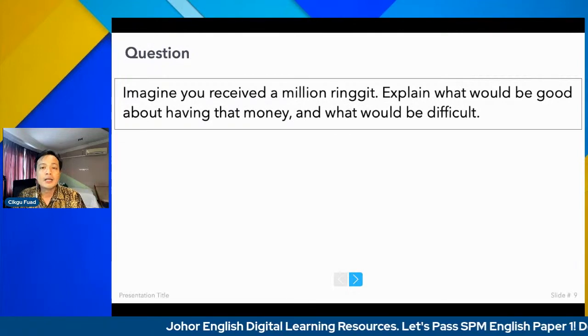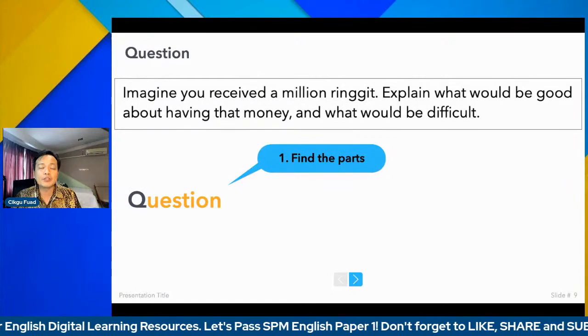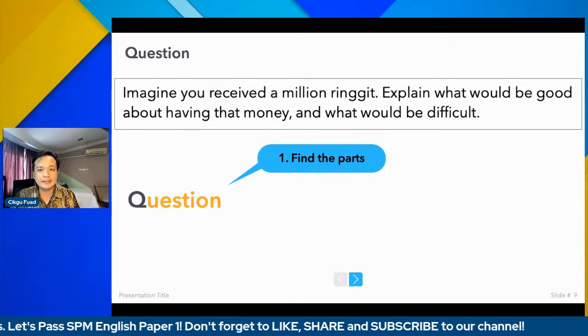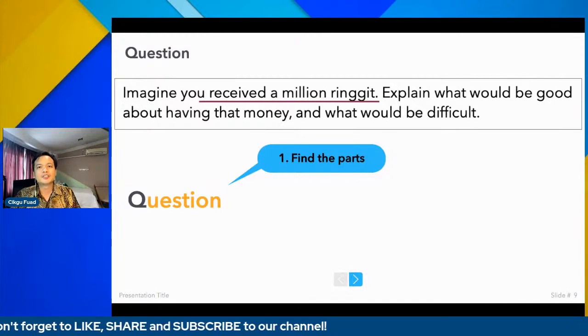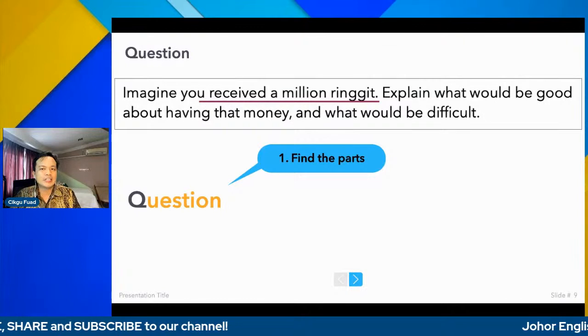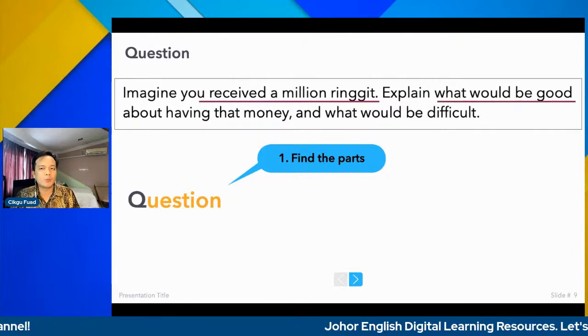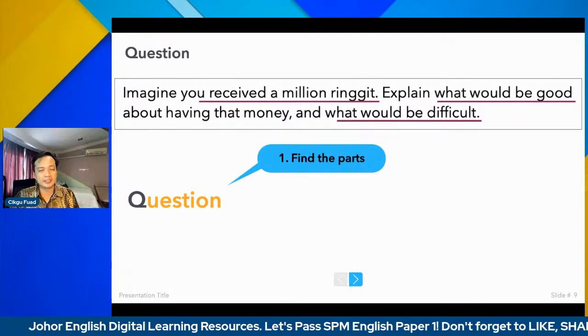Now, when you see the question, number 1, you need to find the parts. There are parts in the question. So let us find the parts together. Where can we find the parts? Okay, good. Part number 1 is you receive 1 million ringgit. Part number 2, you need to talk about what is good about receiving that money. And part number 3 is what would be difficult.